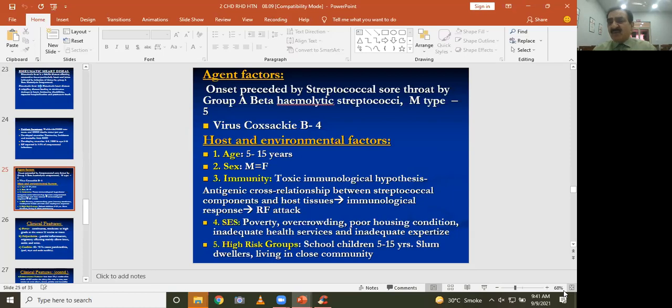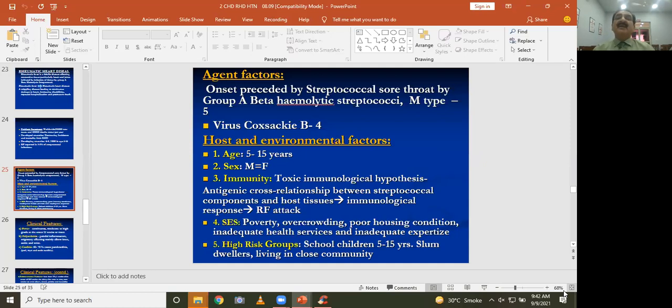Because there are so many types, we have been unable to make an effective vaccine. Research is still going on, and it is sad that actually these may not be the beta hemolytic streptococci. The infection may actually start with a virus. Coxsackie B4 virus is implicated in the causation of the disease, and beta hemolytic streptococci is a conditioning agent. Actually, it may be the virus, but we are still not sure about it. We take it that it is basically the infection with beta hemolytic streptococci.